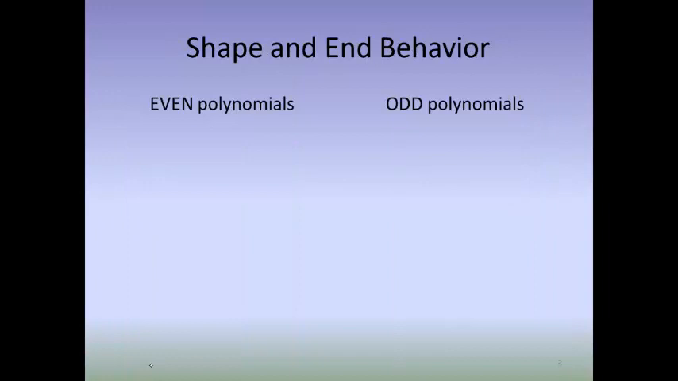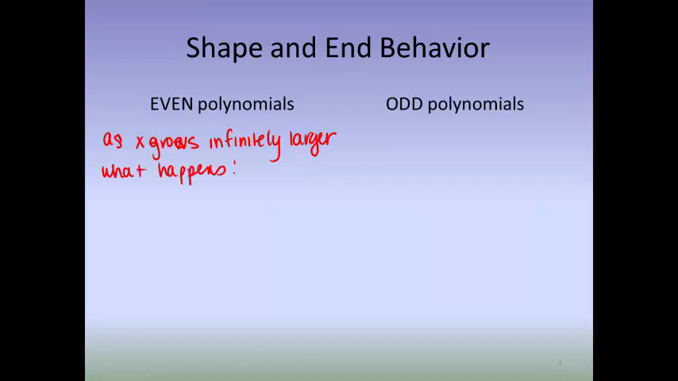Well, so now we're going to talk about not just the shape, but the end behavior of these. When we talk about end behavior, we're talking about as x grows infinitely larger, what happens to y? But we also want to consider, as x grows infinitely smaller, as in towards negative infinity, what happens to y?